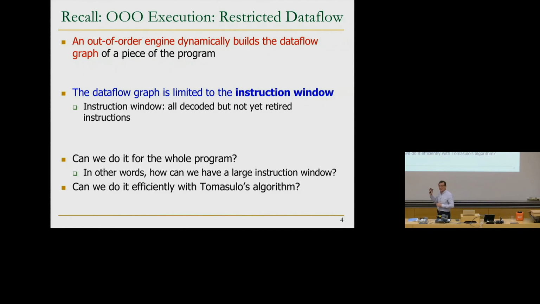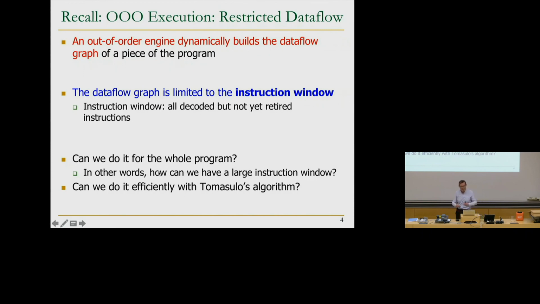And the data flow graph that an out-of-order execution engine builds is limited to the instruction window, which is basically the instructions that are all decoded, but not yet retired. So you already know these concepts well. And we know that there's a reorder buffer. Reorder buffer keeps all of the instructions that are decoded, but not yet retired, right? Because when you decode an instruction, you put it in the instruction window. You take an instruction out of the instruction window when it's the oldest in the machine and it's done execution. Okay, we also discussed that.